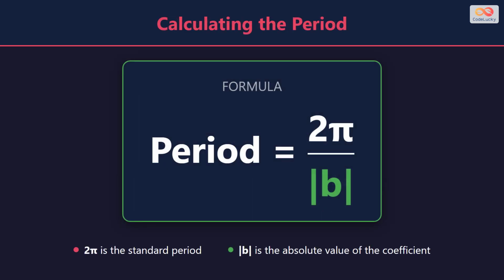To find the period of any sine function, we use a simple formula. The period equals 2 pi divided by the absolute value of b. Remember, 2 pi is the standard length, and we divide it by our coefficient b to see how the length changes.